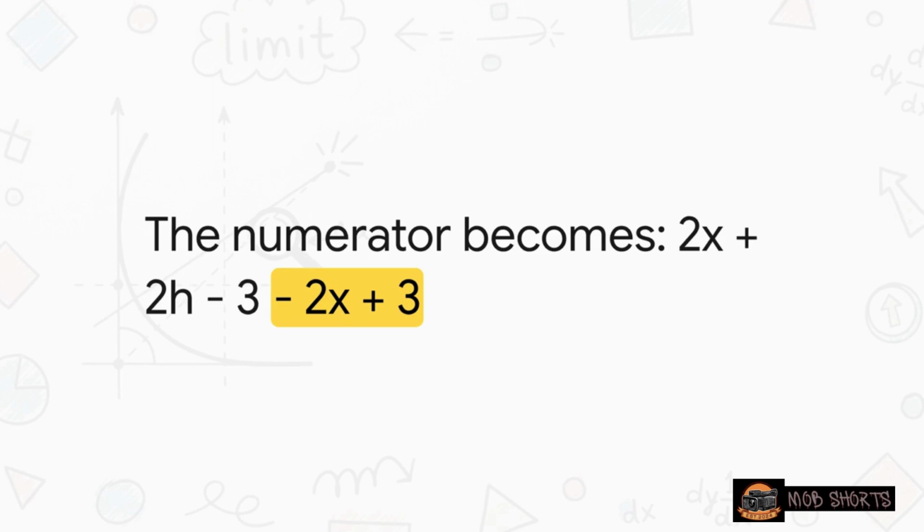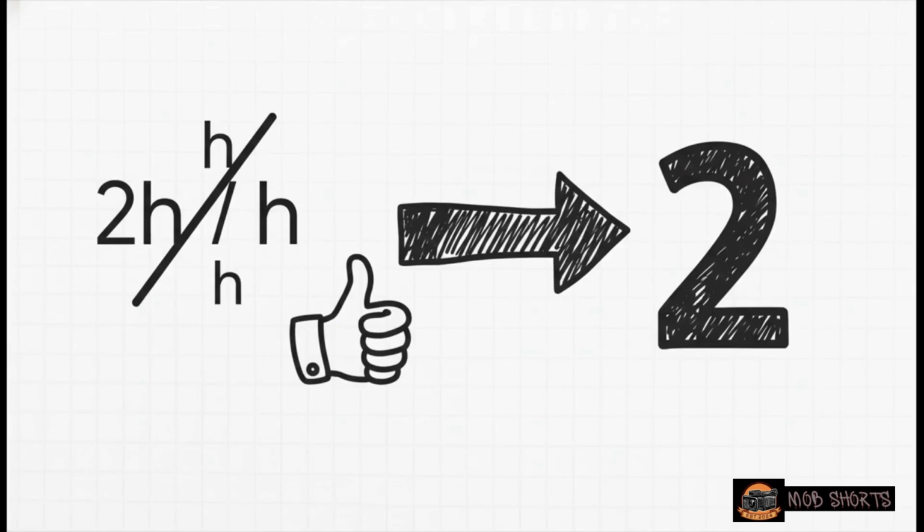And look at that. Just like our recipe promised, the magic check works. The 2x cancels the -2x, the -3 cancels the +3. Poof, everything without an h is gone. Perfect. So that leaves us with the easy part. After all that cancellation, we're just left with 2h on top and h on the bottom. The h's cancel out, leaving us with the limit of just 2. Well, there's no h left to worry about, so the answer is simply 2. See? The recipe worked perfectly.